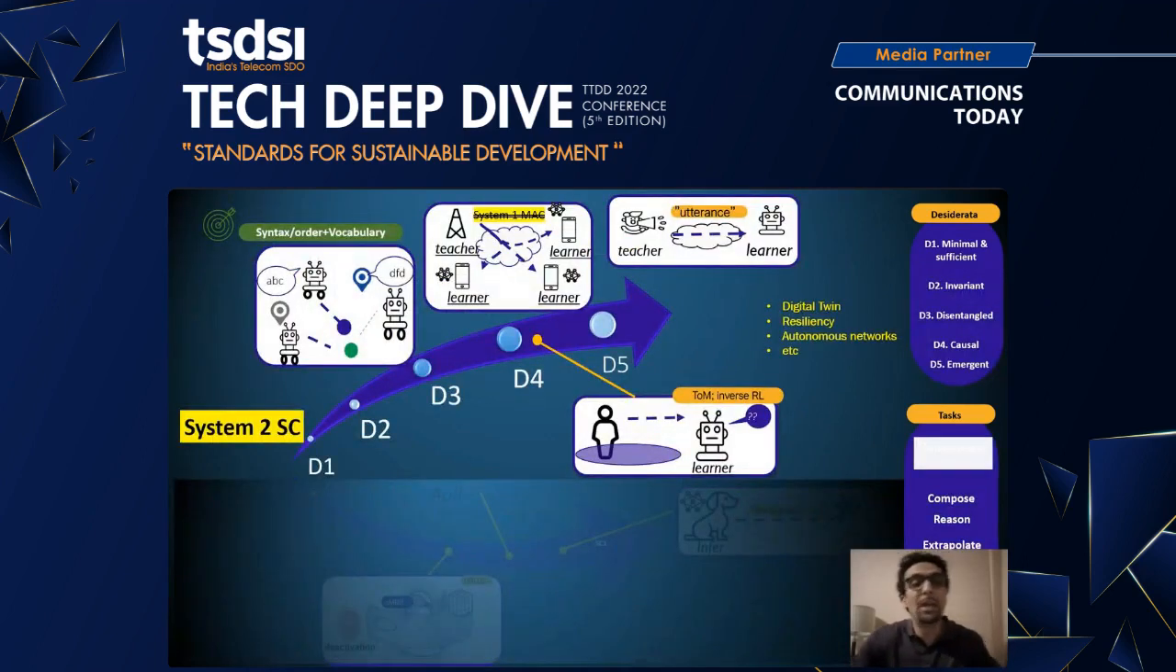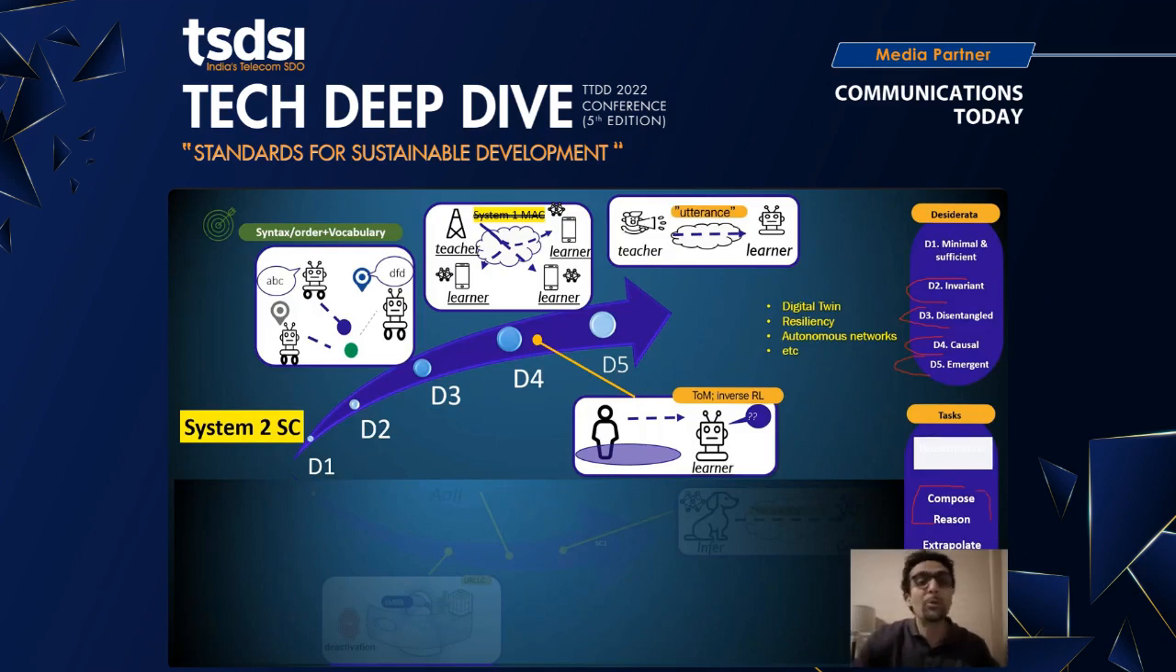Okay. Now, system 2 semantic communication builds on system 1 semantic communication. So you can look at it through the lens of the 6 desiderata. So now we have the invariance here, right? We have the disentanglement, we have the causality, and then we have the emergence. In terms of goal or task here, we need to deal with compositionality and reasoning and extrapolation. So compositionality is really the key here, which we do not have and which we need to really go after if you are really serious about talking about human-machine cooperation, communication between machines. We need these kinds of abilities going beyond just pattern recognition.